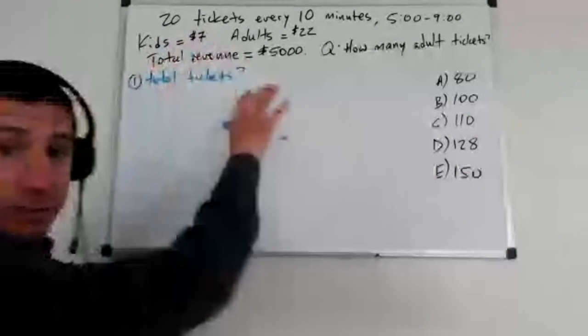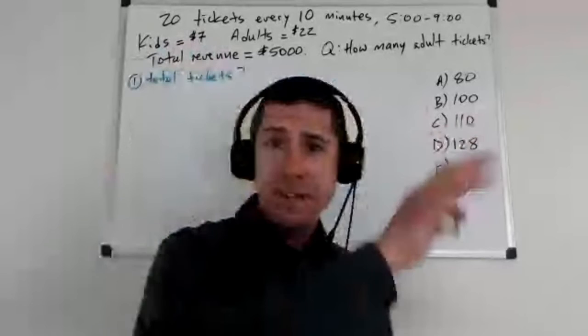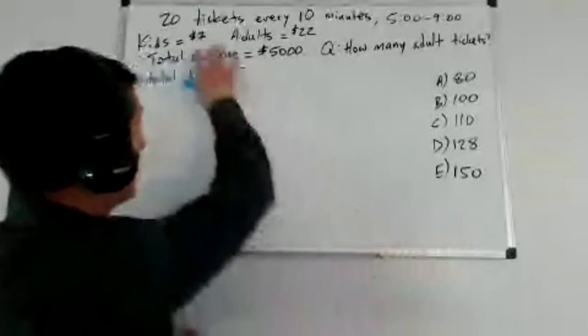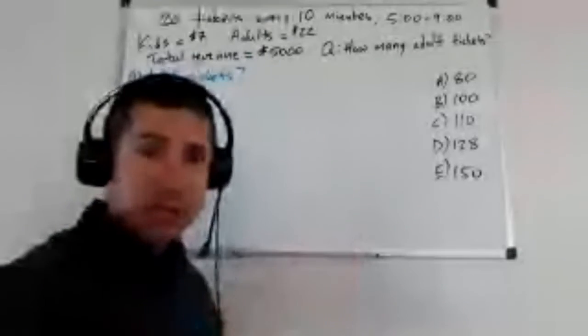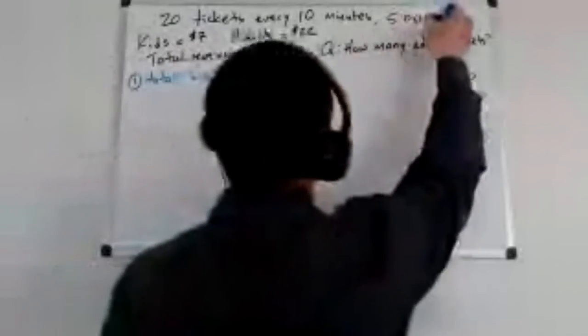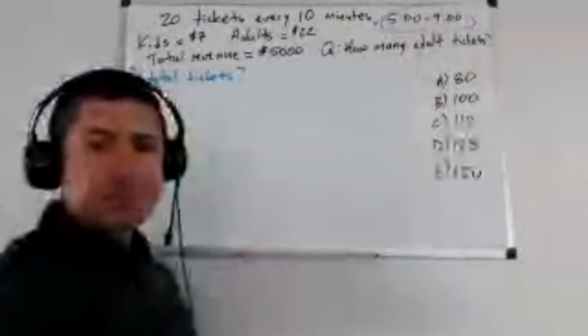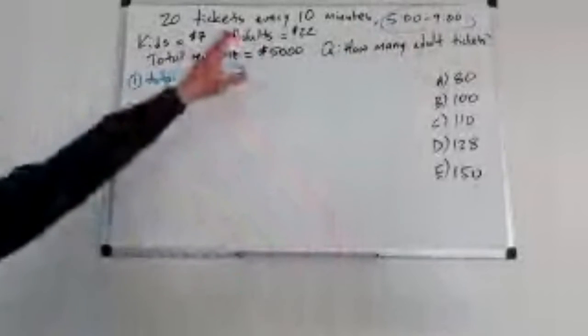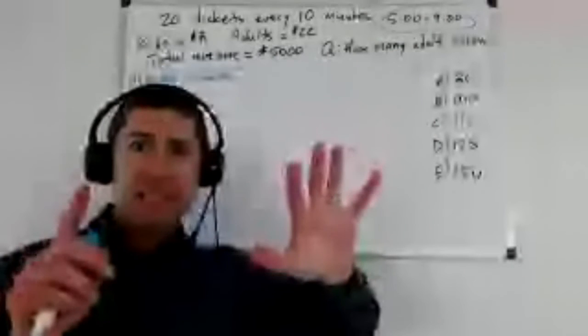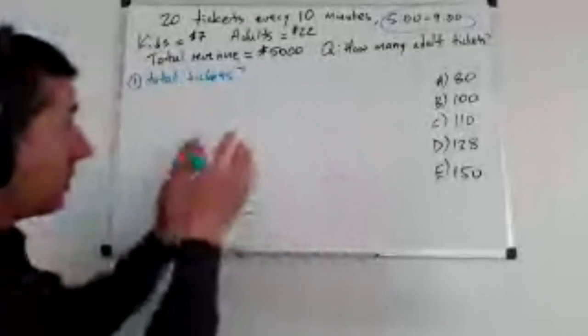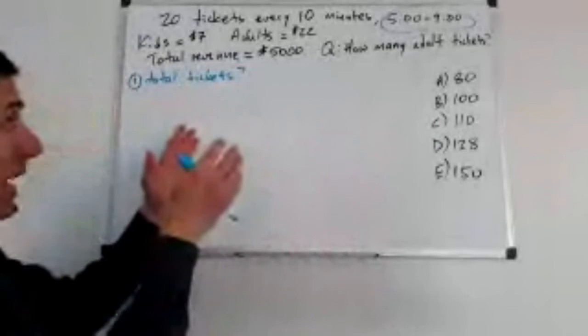So a zoo is selling 20 tickets every 10 minutes from 5 o'clock to 9 o'clock. We get the price of the kids' tickets, the price of the adult tickets, and total revenue. How do we pull apart how many adult tickets there are? Where I'm going to start here is, how many total tickets are we selling? Every 10 minutes, so every hour, they're selling 6 batches of tickets. So 120 tickets per hour in theory.